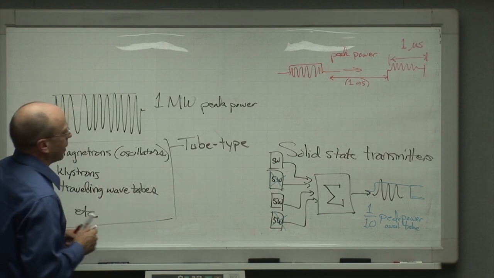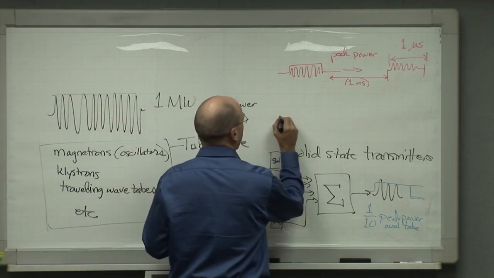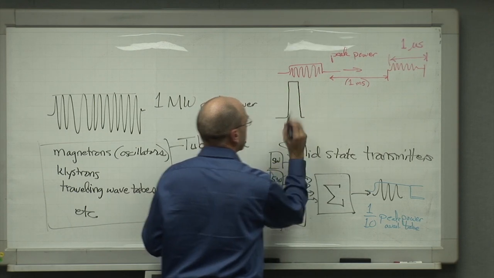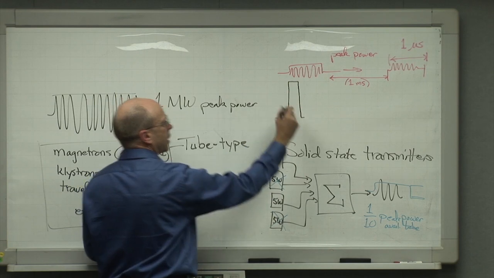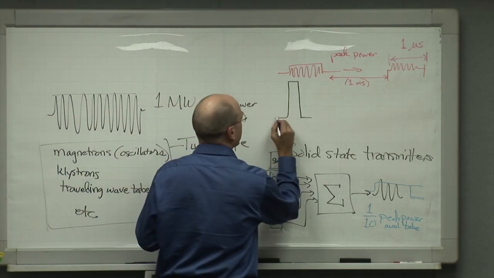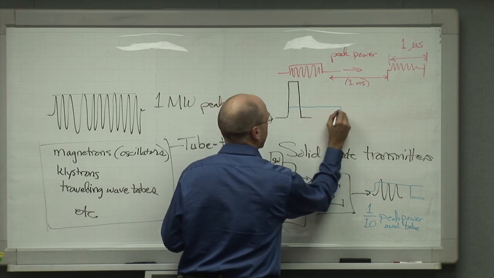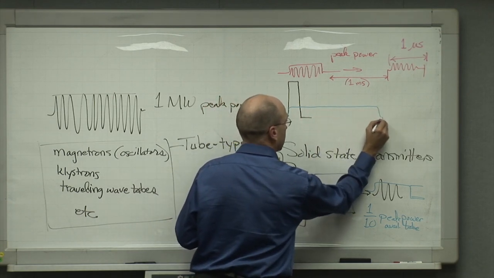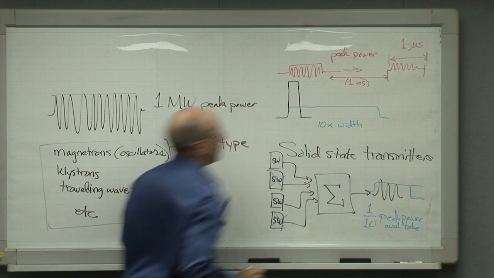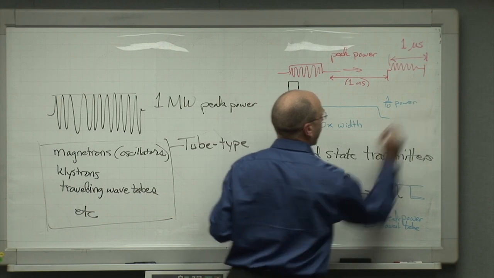What can we do? Okay, here's the key. You can build radar this way, and the key is that whereas with the tube radar you generate a pulse that has an envelope that looks like this, imagine all the RF energy oscillating inside this envelope. For the solid-state radar, you come up to 1/10 of the power, but you stretch the pulse out to 10 times the width at 1/10 the peak power.